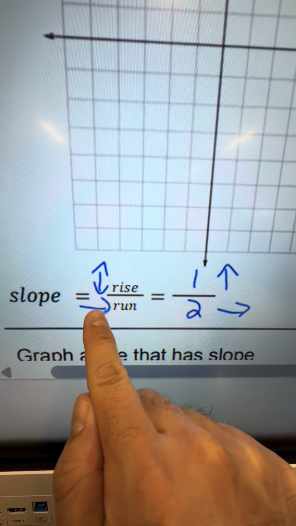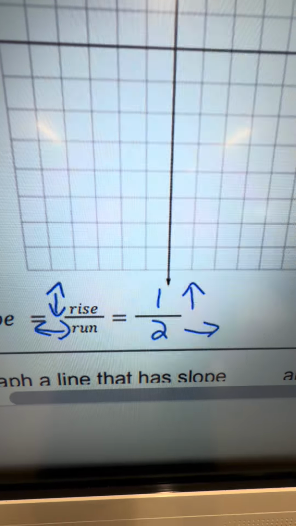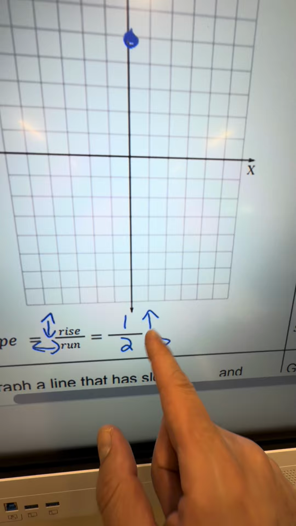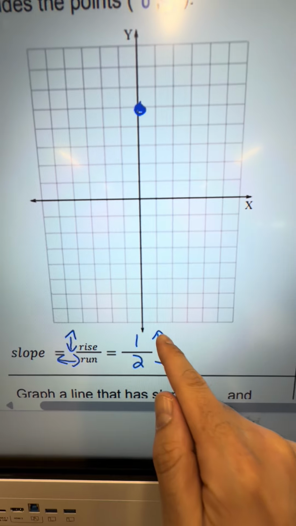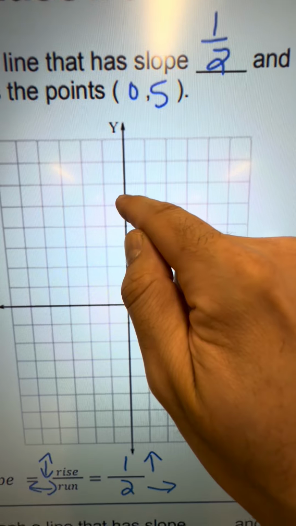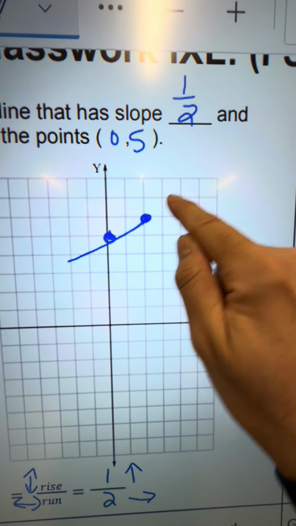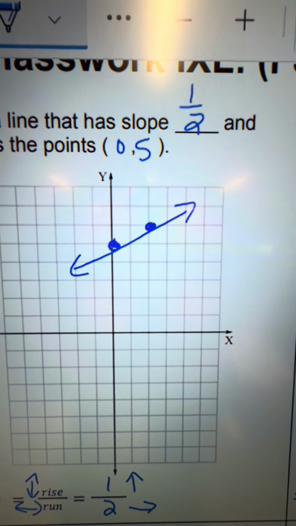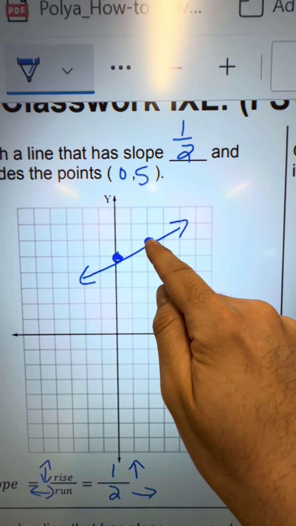The run is always going to be left or right, depending on the way you put the positives and negatives. Once you have your slope, you're going to use that slope starting at the first point. So starting here, I'm going to go up 1, right 2. Put my point, and I draw my line, and I'm done. That's all you have to do. So you plot the point and use your slope to get the second point.